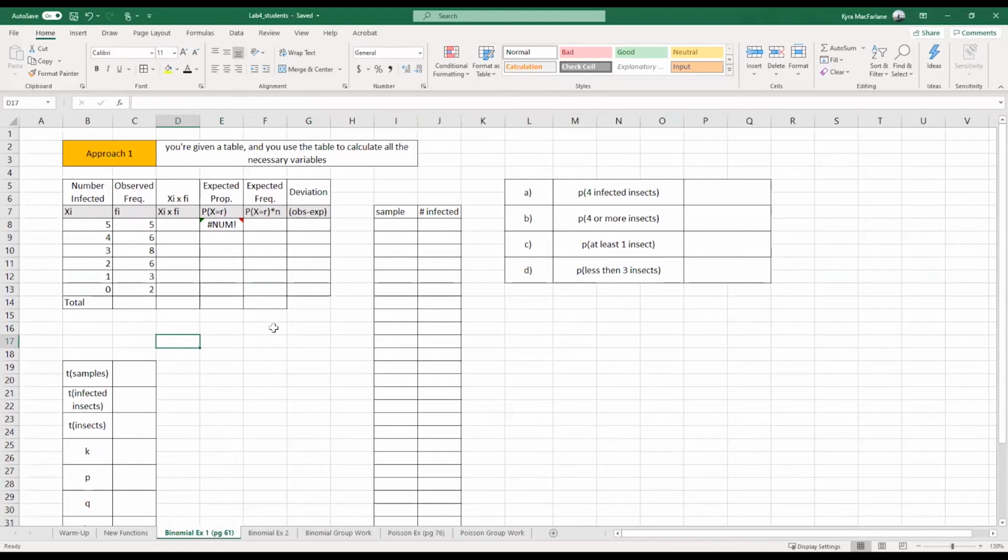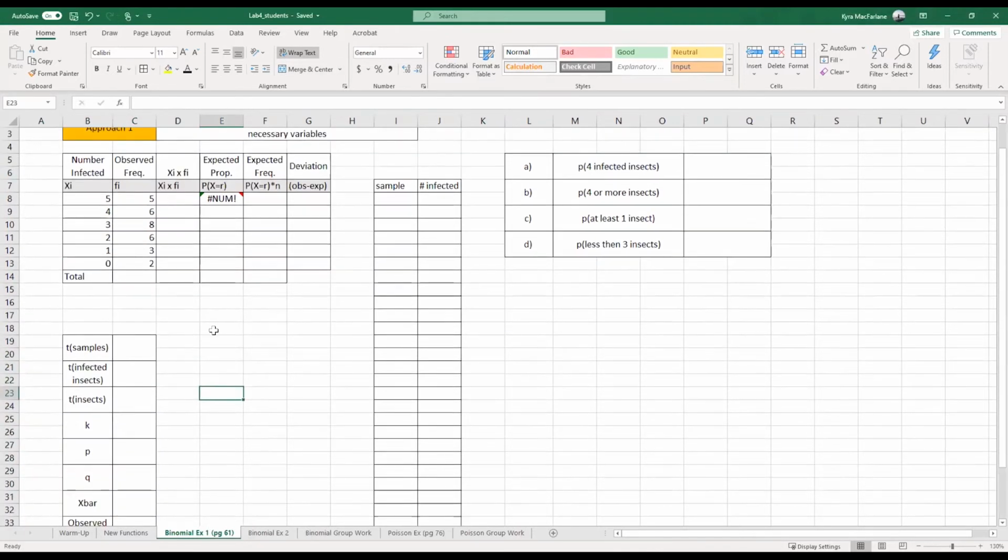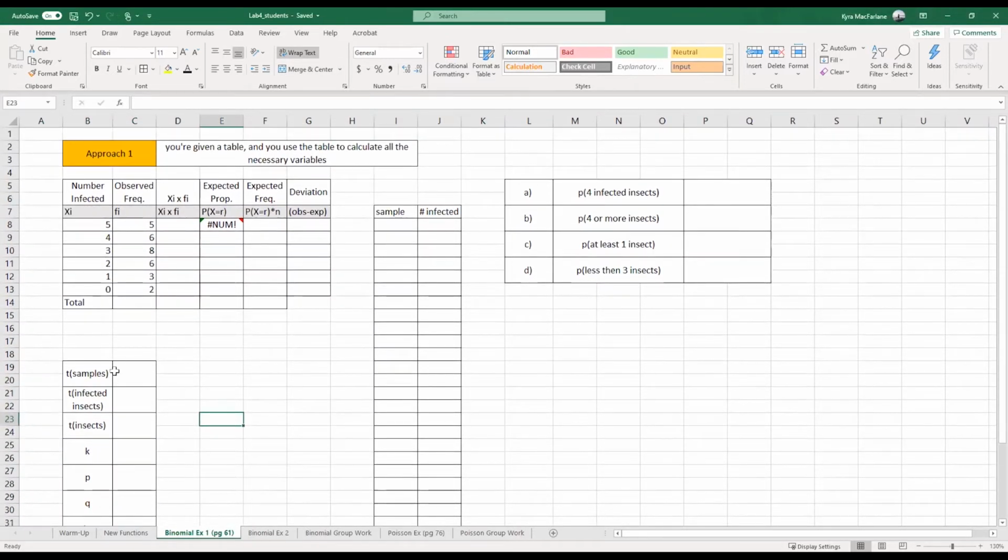Okay. So for the first example, we have approach 1. You're given a table and you use the table to calculate the necessary values. The first thing I like to do is fill in as much information as I can. In this example, I already know that we have 30 samples, but we could also sum up our observed frequency to find that too. This is the first thing I recommend you do, find the sum of your observed frequencies, because that tells you how many samples you have.